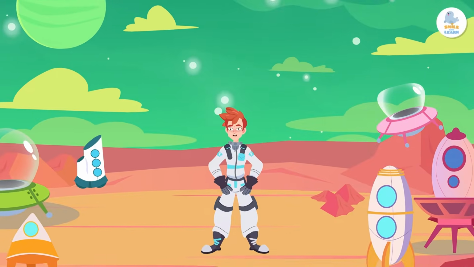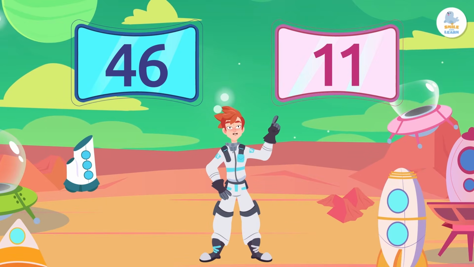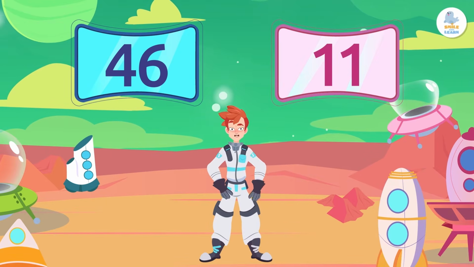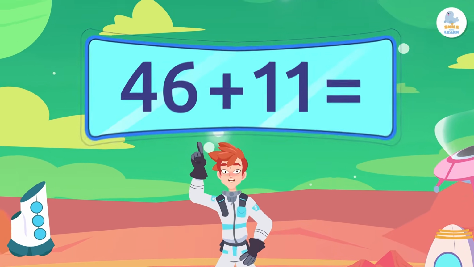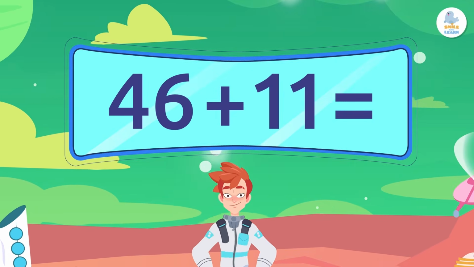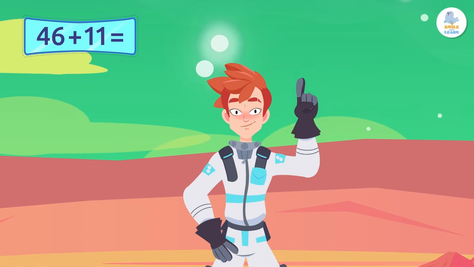In a space parking lot, there are 46 ships on one side and 11 on the other. How many ships are there in total? We have to add 11 plus 46. I'll show you a way to do it that is much faster than you're used to.